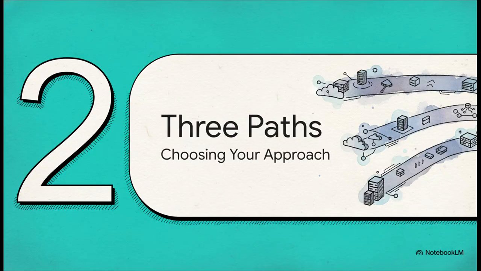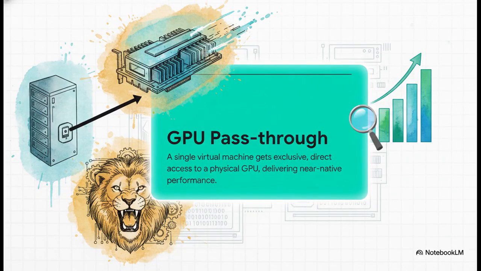So, how do we solve this problem? Well, it turns out there are really three main paths you can take on your virtualization journey. Let's break them down. First up, we've got GPU pass-through. You can think of this as the powerhouse option. You're literally giving one and only one virtual machine exclusive direct access to the entire physical GPU. It's all about raw power and getting as close to bare metal performance as you possibly can.